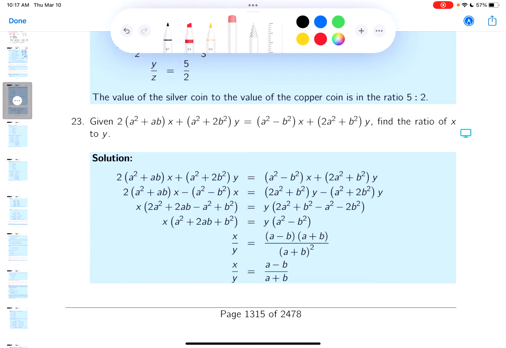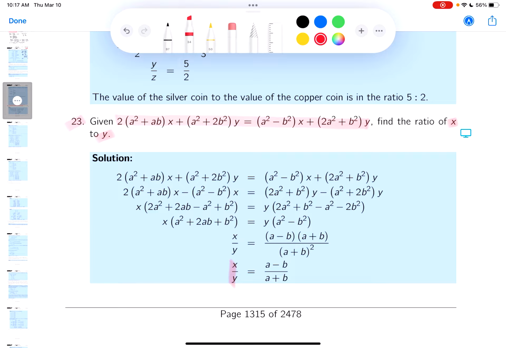Okay, again, we're in the upper end of the problem set. 23, you're given something and you're asked for something. This is what you're given, and then you're asked for the ratio of x to y. So in the end of it, you want to find out what x to y is, x over y.